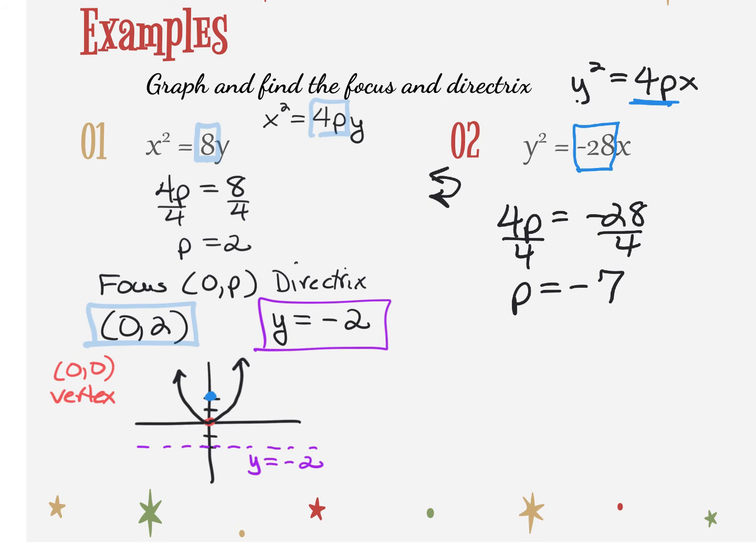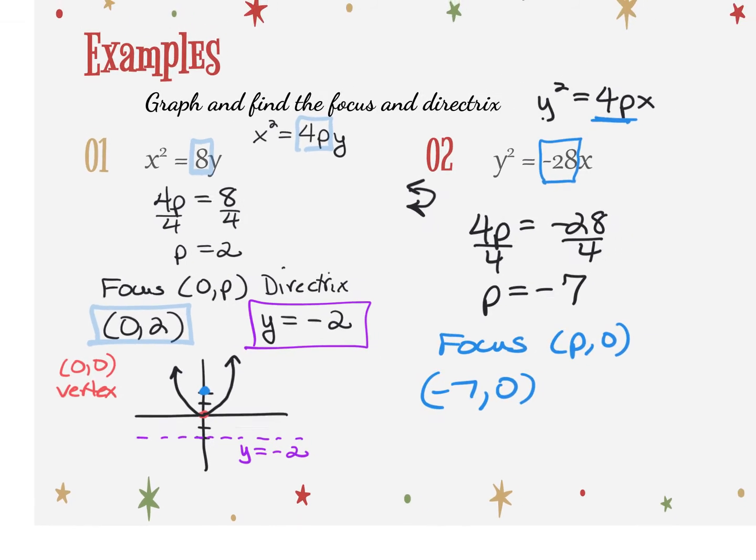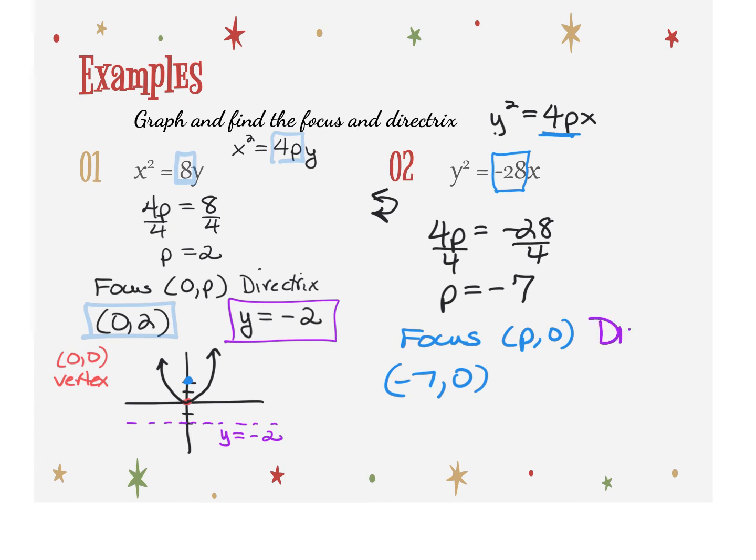So now let me go ahead and find my focus point. So my focus point, remember, is p comma 0. This time it's the other way. So it's the non-squared variable. So it's -7 comma 0. My directrix, again, look at the non-squared variable. It's x, and it's the opposite of p. So it's 7. So the format is x equals opposite of p. So let's graph this.